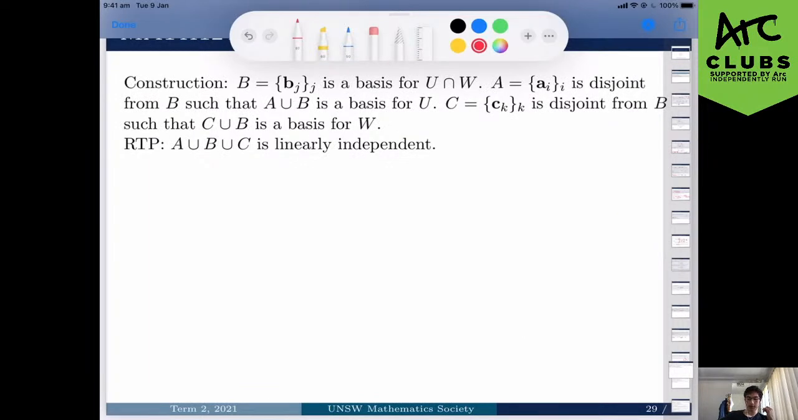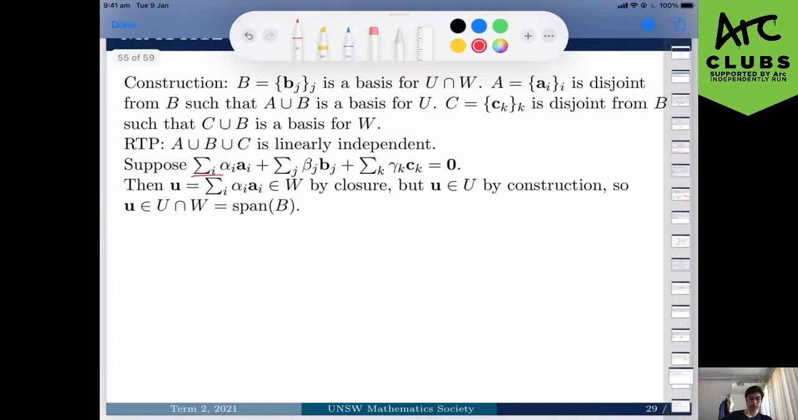to prove that it's linearly independent, we suppose that some linear combination of them sums to 0. This thing is going to be in W because this is all in W, so any linear combination must be in W since 0 just doesn't matter. It's also in U by construction, since all of the a_i were in A and A was a subset of the basis for U. And so that means that it is in this intersection, so it's in span B, because B was by definition that.